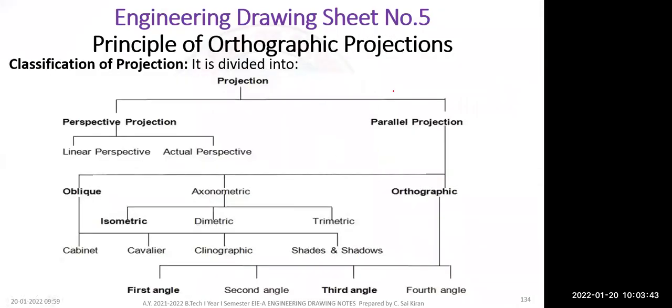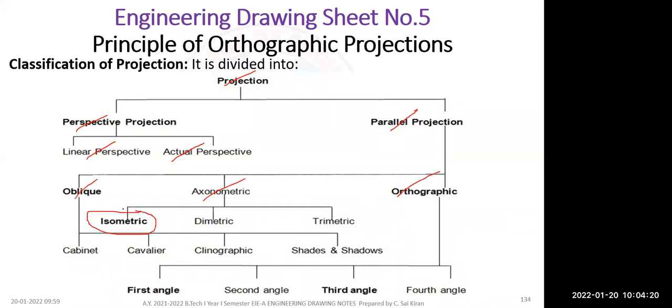Then there is a division of projection, not of orthographic projection. Projection is divided into two types: perspective and parallel. Perspective has two types: linear and actual. Next, parallel is divided into three types: oblique, axonometric, and orthographic. The axonometric is divided into isometric.